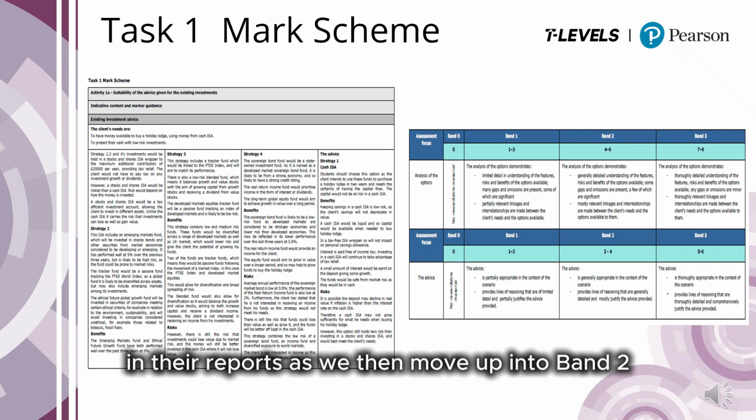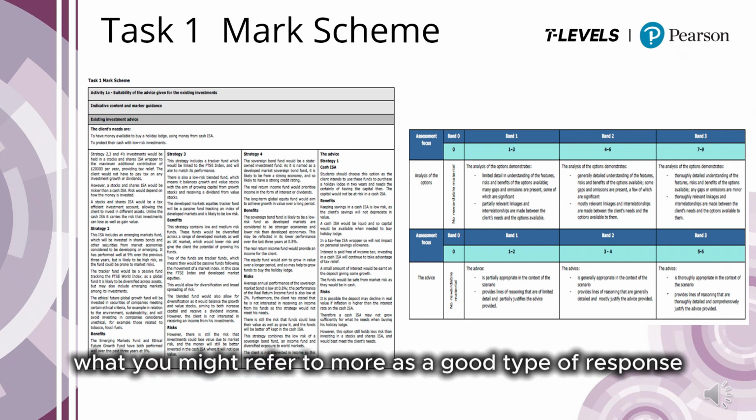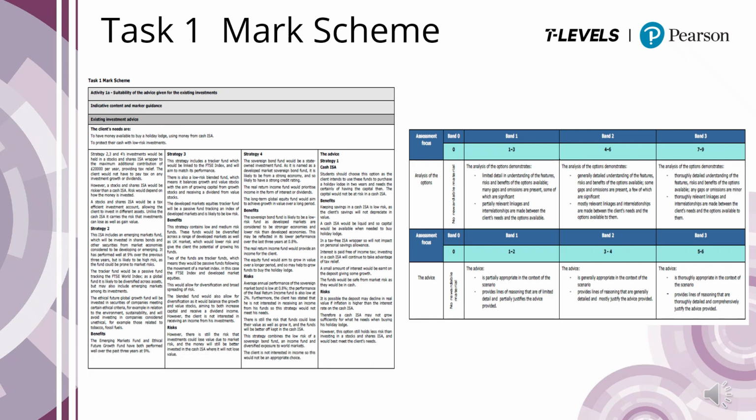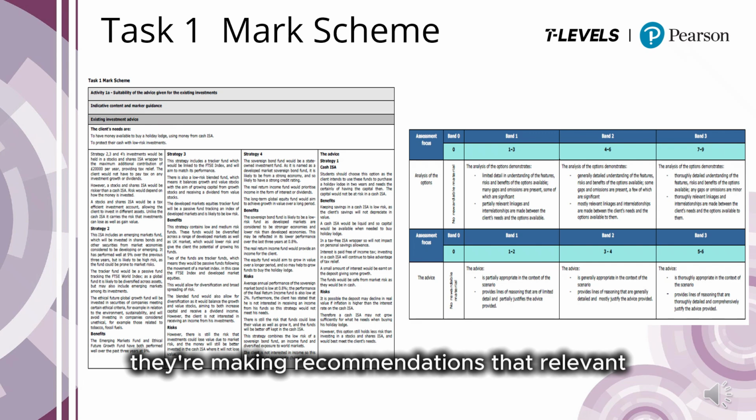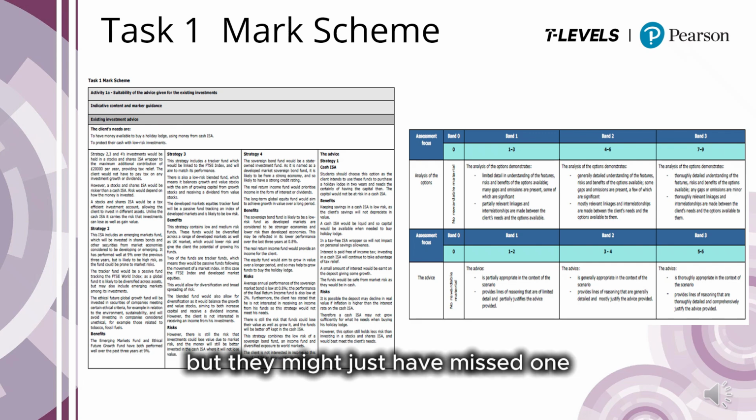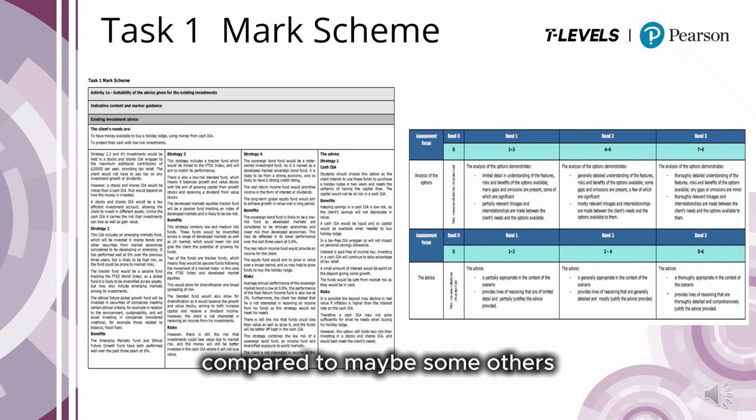As we then move up into band 2, these are going to be generally detailed or mostly relevant. So these are maybe what you might refer to more as a good type of response. They've used that stimulus material, they've picked out key points, they're making recommendations that are relevant, but they might have missed one important one, or maybe some of the recommendations aren't the best compared to some others. So they've got the vast majority of it right, but there's still a few gaps in there.